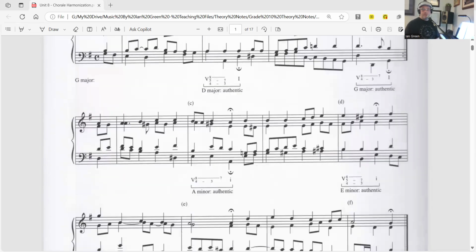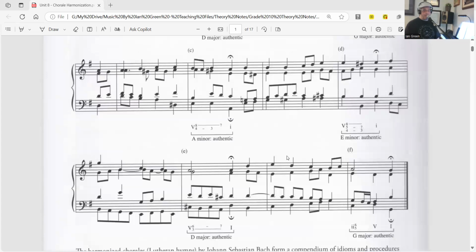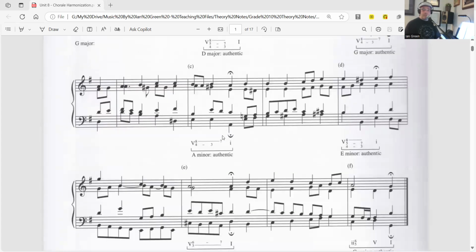Now, here are some other different characteristics. Usually the tunes are simple. They're consisting mostly of stepwise motion with the occasional leaps. The tune is also known as the soprano part. The timing or the time signature is usually in 4/4 or 3/4. And the phrase endings are harmonized with a specific cadence, usually as well with a fermata.